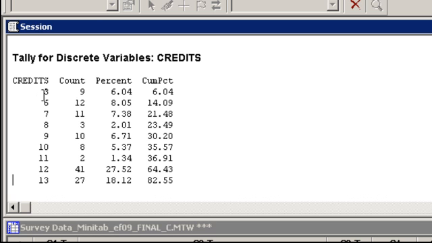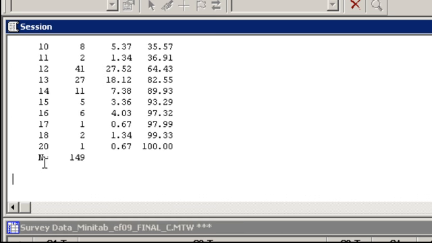We see for 3 credits, that means they're only taking Stat 1. There were 9 students. That's about 6%. There were 12 students that were taking 6 credits, 11 students taking 7, so on and so forth. The largest, 41 students taking 12 credits because they're considered full-time. That as a percent would be 27.52% of the people who took the survey were taking 12 hours. There was 1 student taking 20 hours, 2 students taking 18 hours.